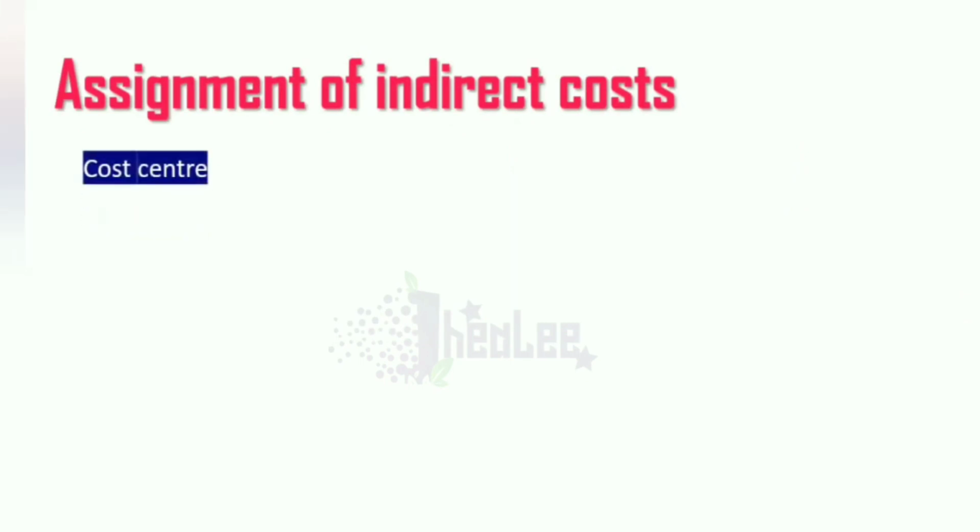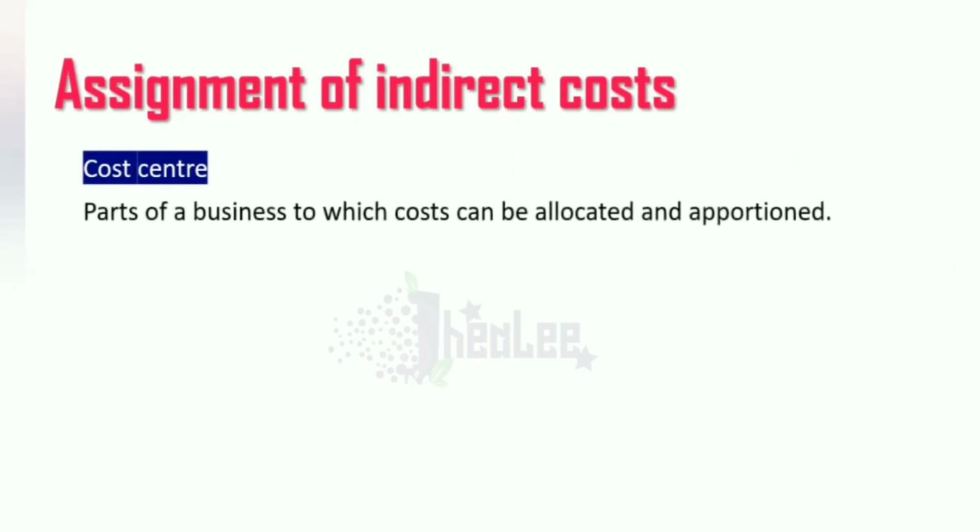What do we mean by a cost center? A cost center is a part of a business to which costs can be allocated and apportioned. So the business has like a repairs department, that is a cost center. If it has an assembling department, that is a cost center. And different businesses do have different cost centers.